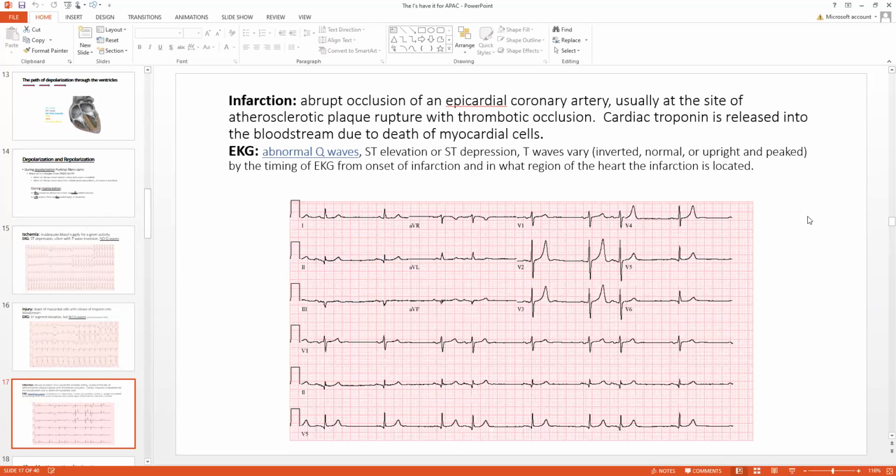Is there troponin at this moment? No. Is there chest pain at this moment? No, but there was. So this is a remote inferior posterior infarction because of the Q waves, and what is the equivalent of a Q wave in the posterior leads? A tall R wave with upright T wave.